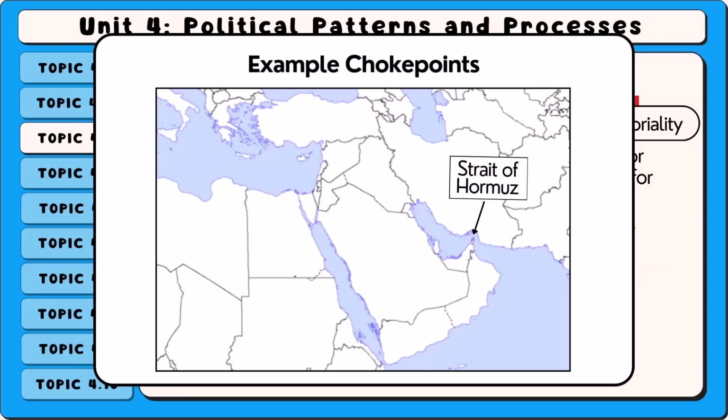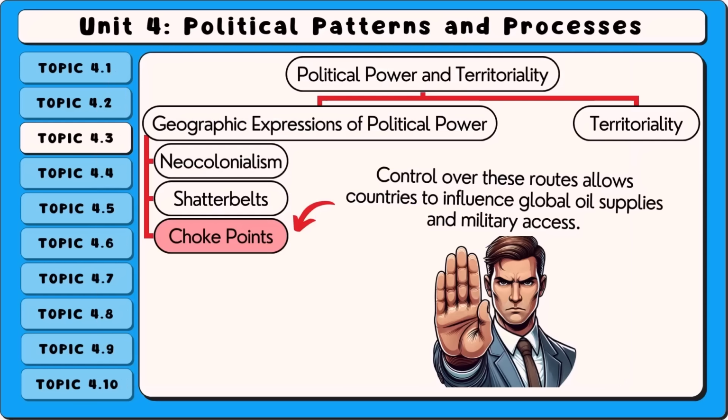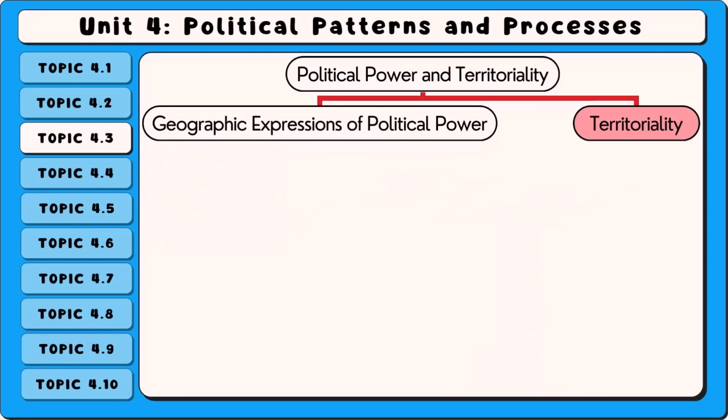Examples include the Strait of Hormuz, which connects the Persian Gulf to the Arabian Sea, and the Suez Canal, which connects the Mediterranean Sea to the Red Sea. Control over these routes allows countries to influence global oil supplies and military access. Now let's look at territoriality.